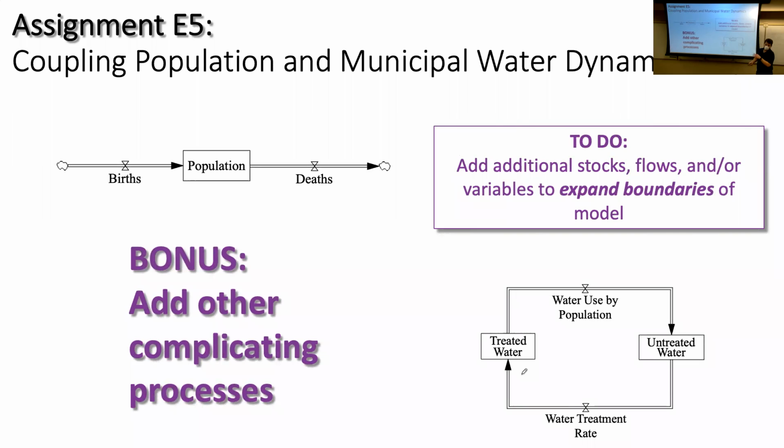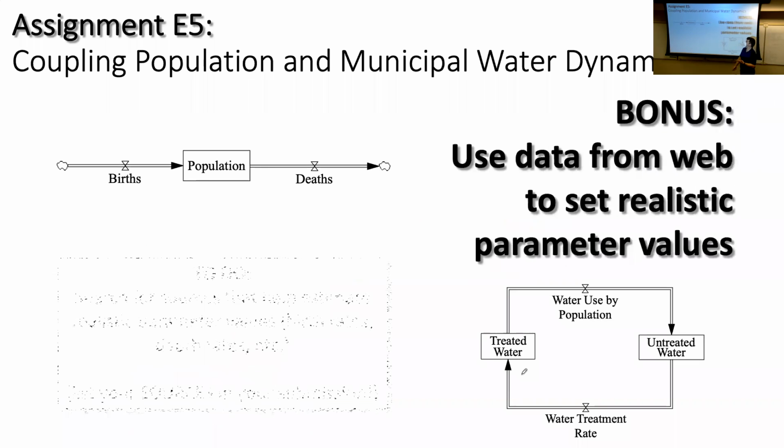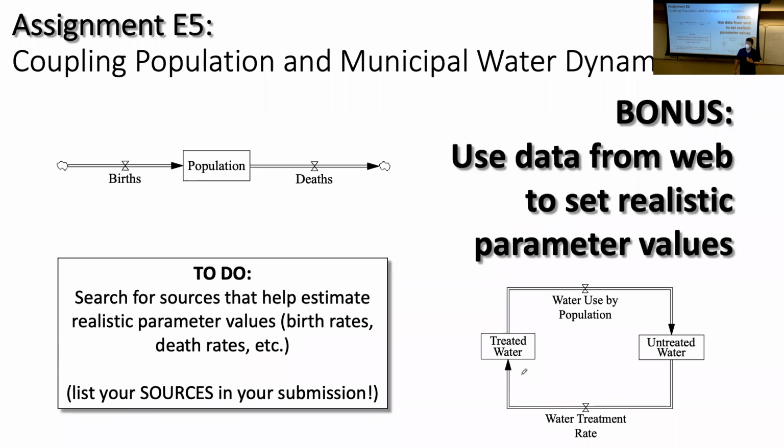This assignment has a recipe for how to go about doing this. The other bonus option here is to go and find data and document what data you have. So there are two little bonus opportunities on this one. That's the basic idea here.